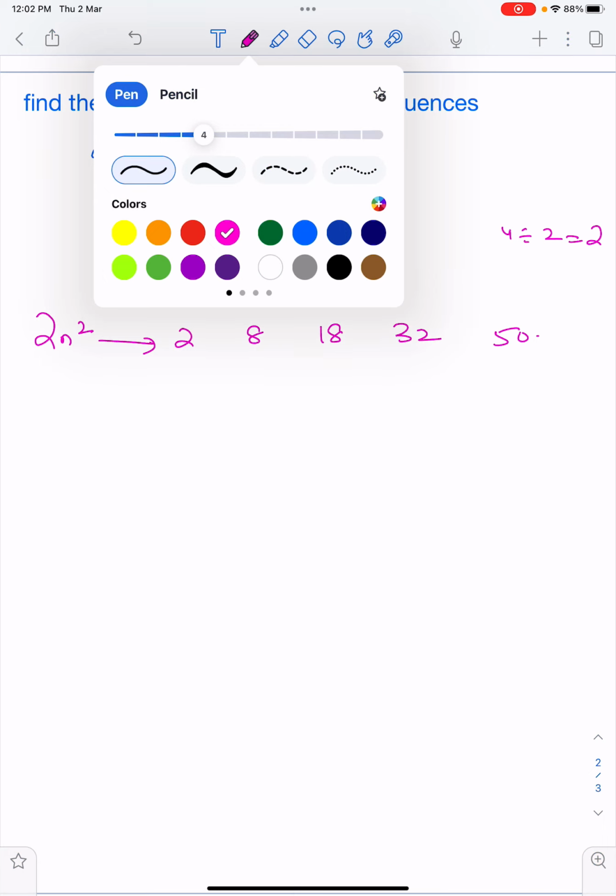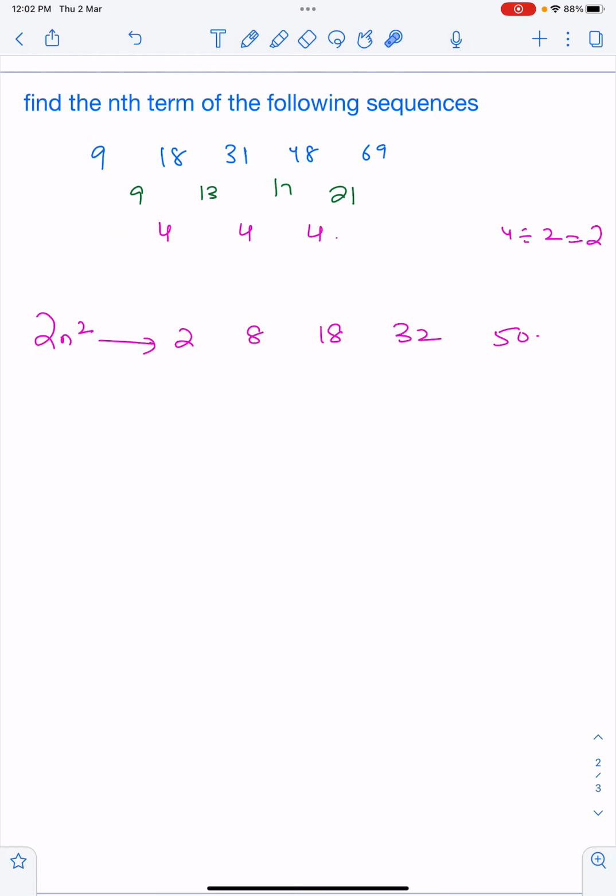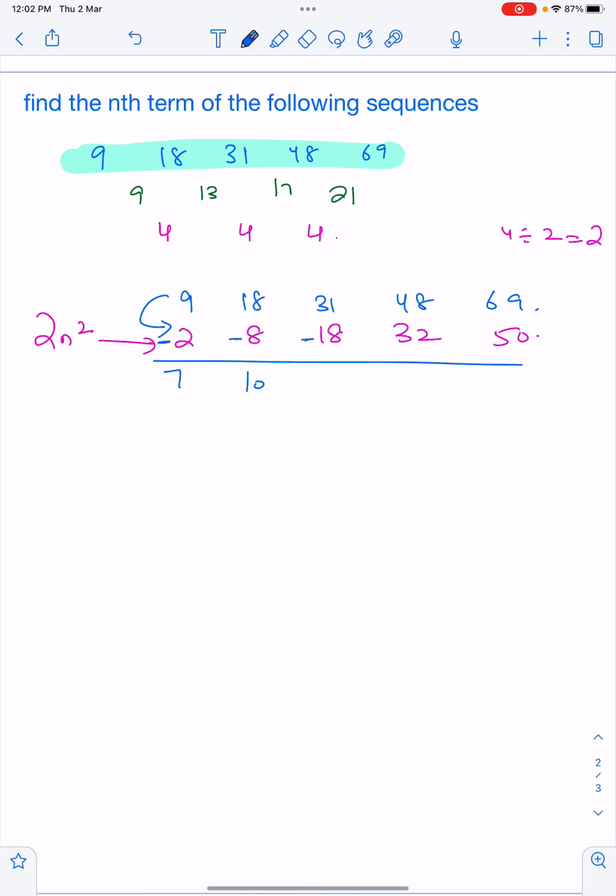Now I'm going to copy the original sequence here on top of it, and I will find out the difference between the two. Okay, that means this number minus this number. Okay, when I'm saying difference here, that means the number on the top minus the number underneath. So this is 7, this is 10. If I'm subtracting, 31 minus 18 is 13, and this is 16, and this is 19.